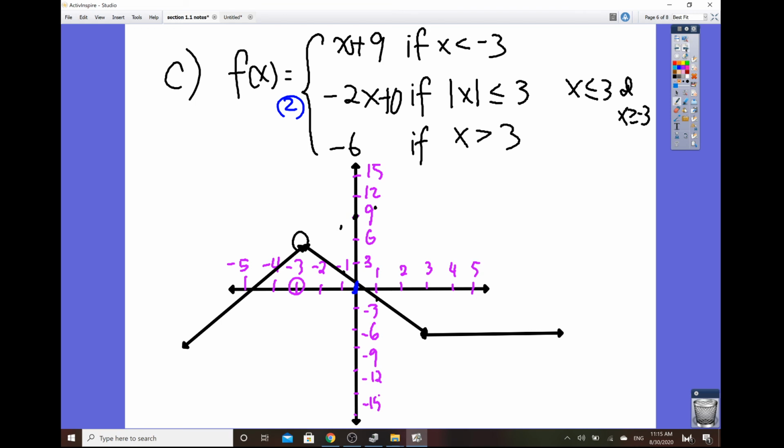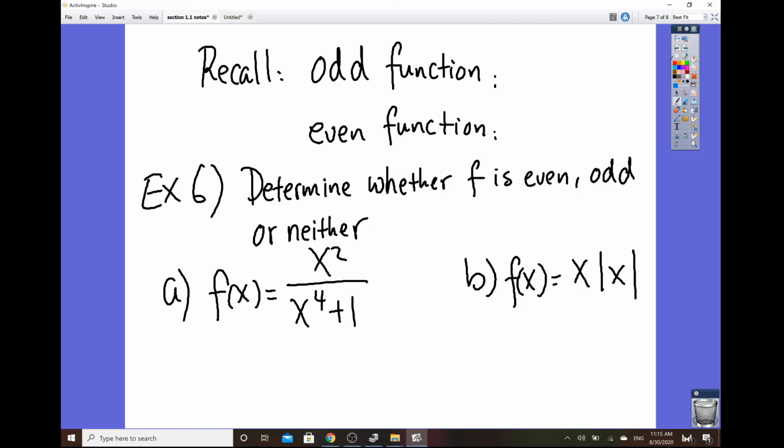So now, let's see. Okay, so now the rest of this is about odd and even functions. So recall, an odd function is considered f of negative x is the same as negative f of x. Okay. So anytime this one is true, that means the function is considered odd. An even function is when f of negative x is the same as the original, f of x. So if this one is true, that means the function is considered even.